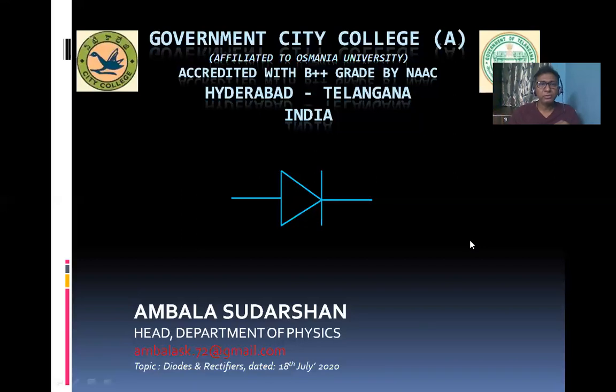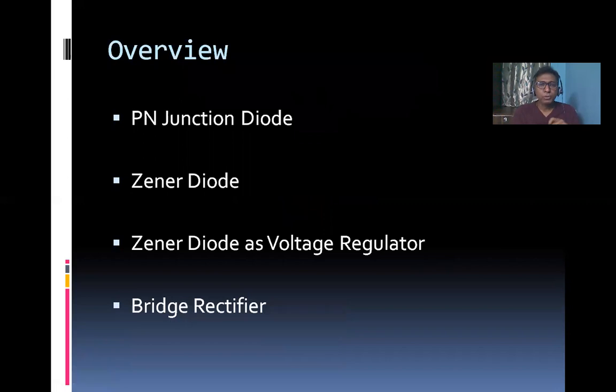I'll be sharing something about diodes and a few of their applications, like rectifiers. So these are the topics that I'm going to cover today.